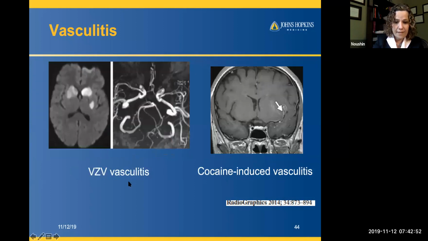This is a case of VZV vasculitis. This is a young patient who came with bilateral basal ganglion infarcts, and MRI showed areas of vascular narrowing in the bilateral M1 segments. This was a case of VZV vasculitis. This is another example, cocaine-induced vasculitis. You can see perivascular inflammation and enhancement along this M2 segment of the left middle cerebral artery.